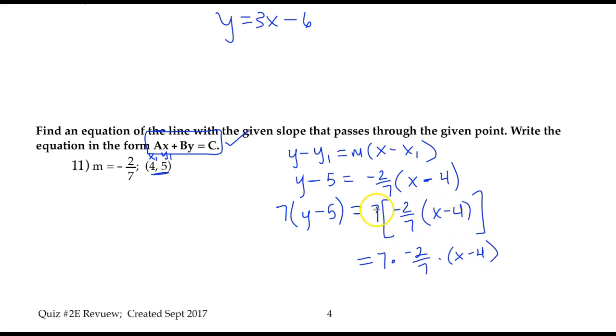So there's no need for me to have to distribute 7 to negative 2/7, 7 to x, and 7 to minus 4. No need to do that. Okay. So on this side here, I know that 7 is the same as 7 over 1, and this 7 and this 7 reduces to 1. So what I have left on the left side here is just this negative 2 times x minus 4.